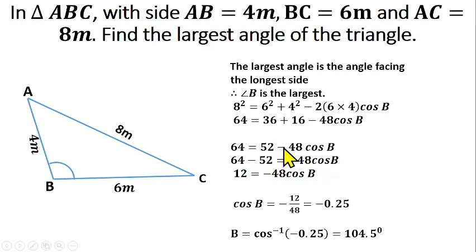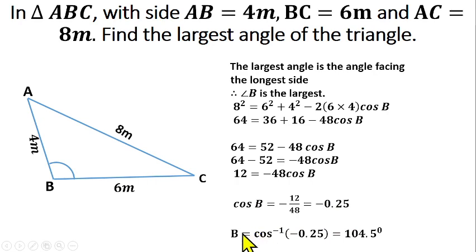Don't forget that there's a minus here, that's why we have this one to be minus. You should know how to collect like terms by now. 64 minus 52 gives us 12, equals minus 48 cos B. Then from there, you can divide both sides by minus 48, and you'll be left with cos B. So cos B equals 12 divided by minus 48, that gives us minus 12 over 48, and that gives us minus 0.25.